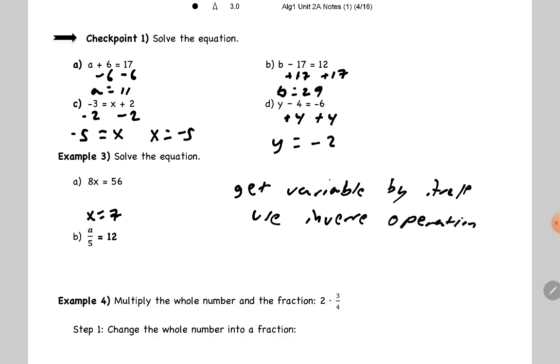So what is the opposite operation of multiplication? That's division. So instead of 8 times, we're going to divide both sides by 8. So 8 divided by 8, those go away, and I'm left with x. 56 divided by 8 is 7. Okay?